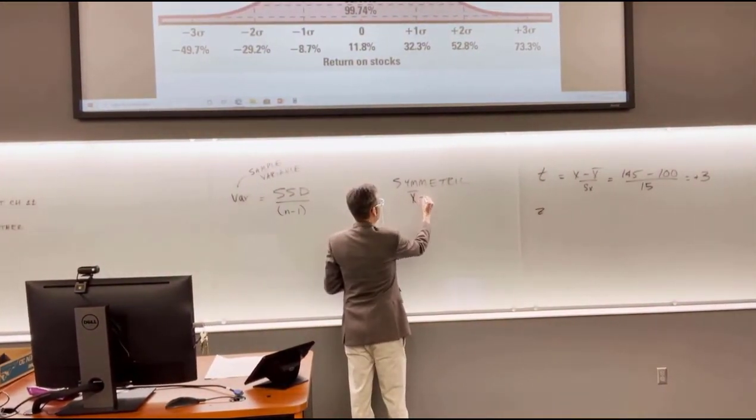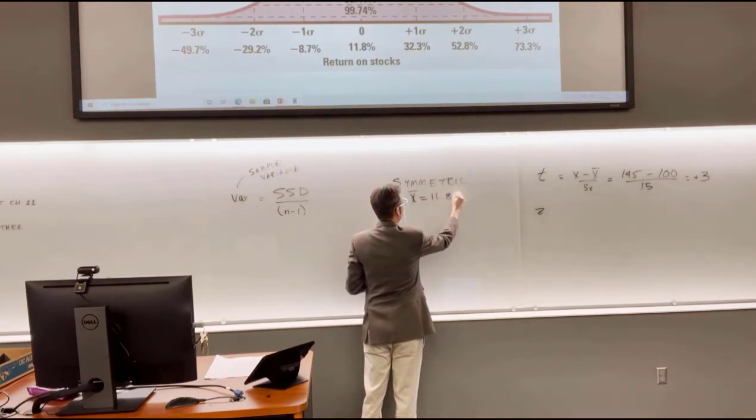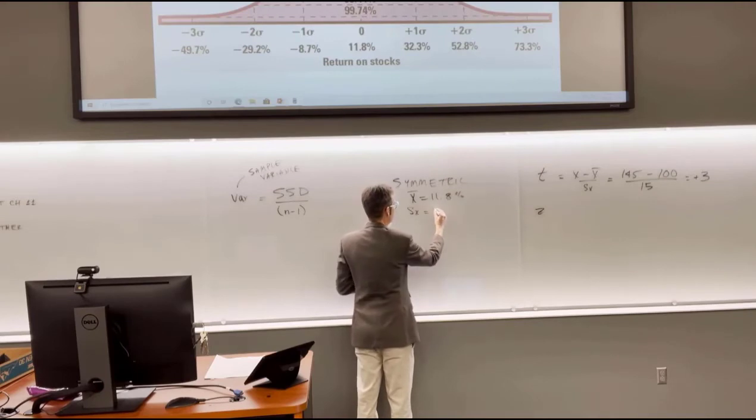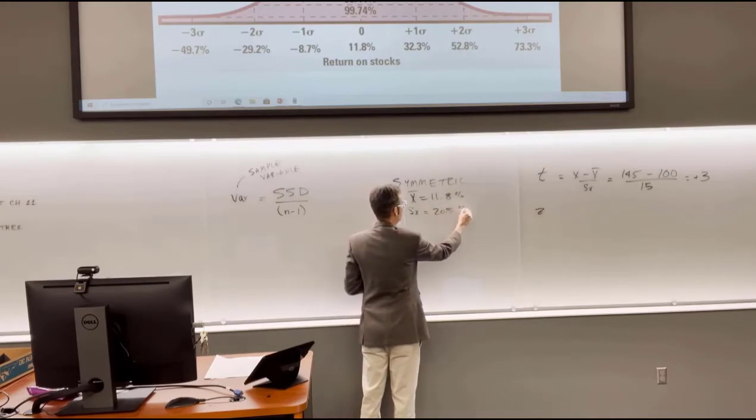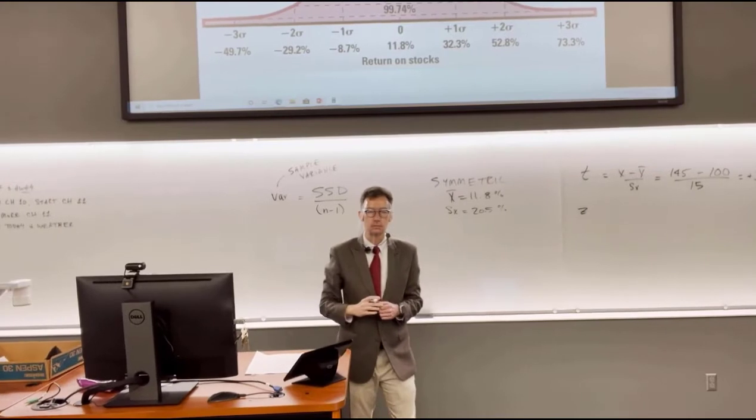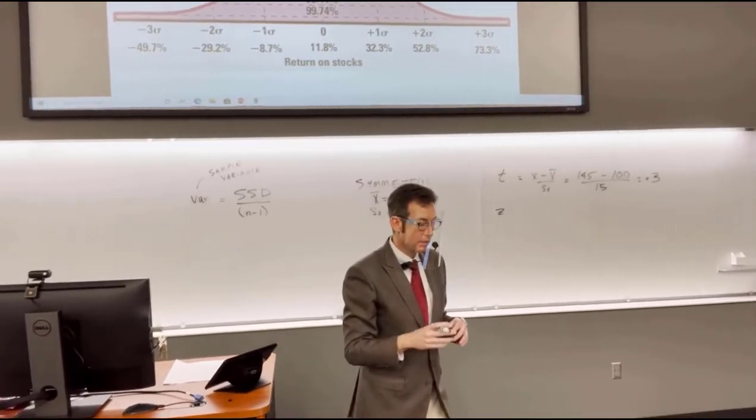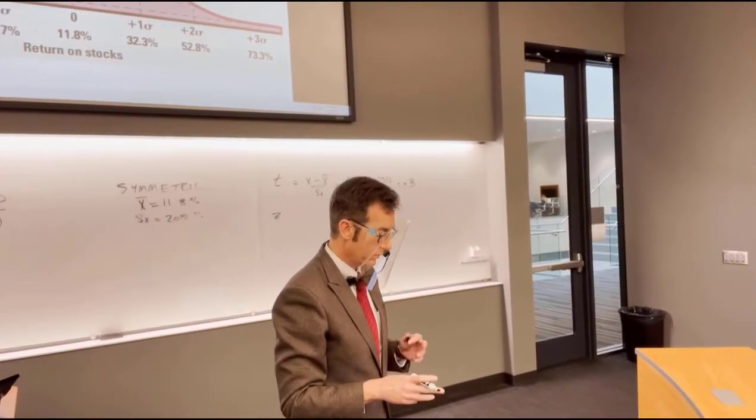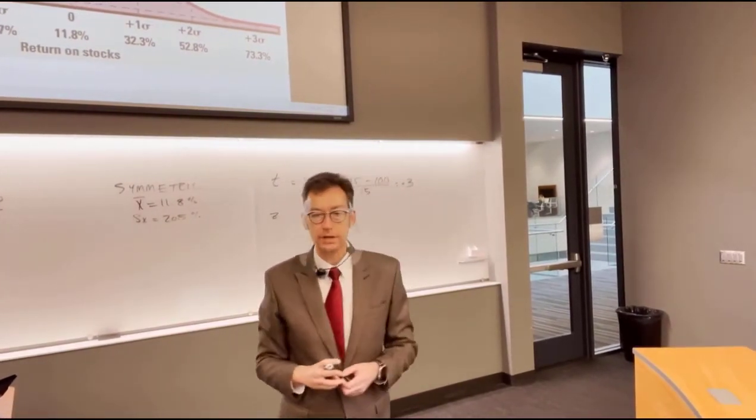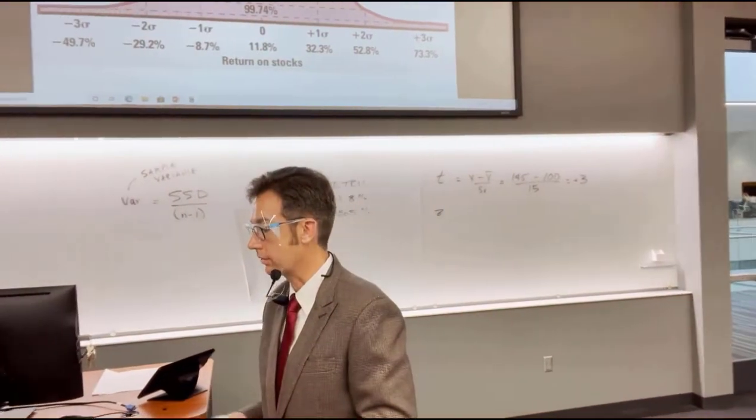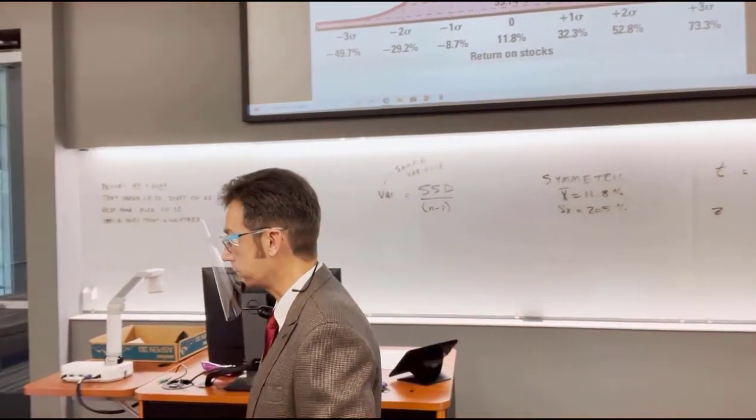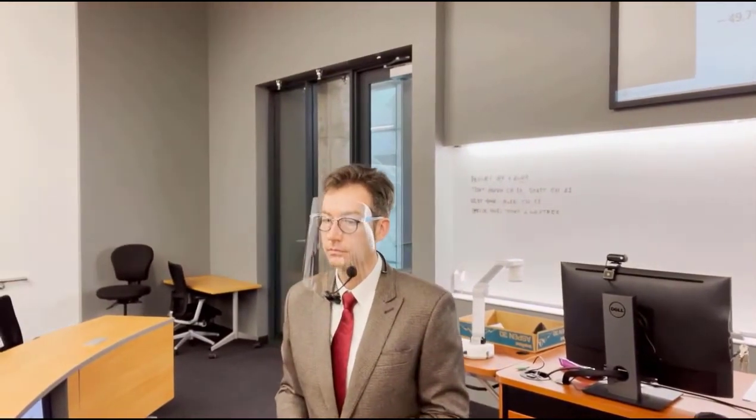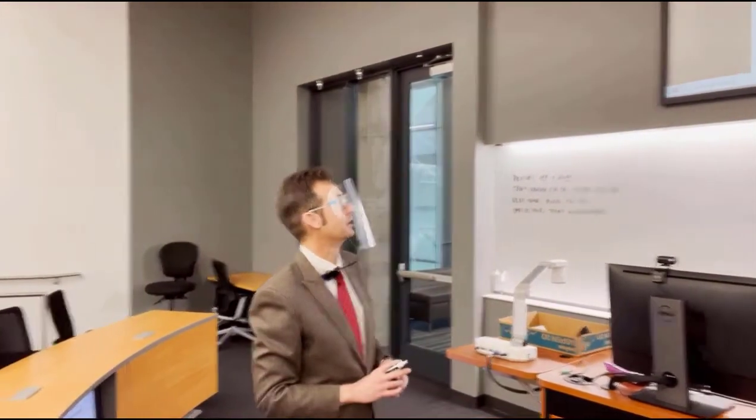Now let's ask some questions. But I'm going to go ahead and write that down because my memory isn't what it used to be. So the mean is 11.8%, and the sample standard deviation is 20.5%. Is that correct? Okay. Now, if I were to ask you, what is between 32.3% and negative 8.7%? What percentage of observations are there? What would you tell me?